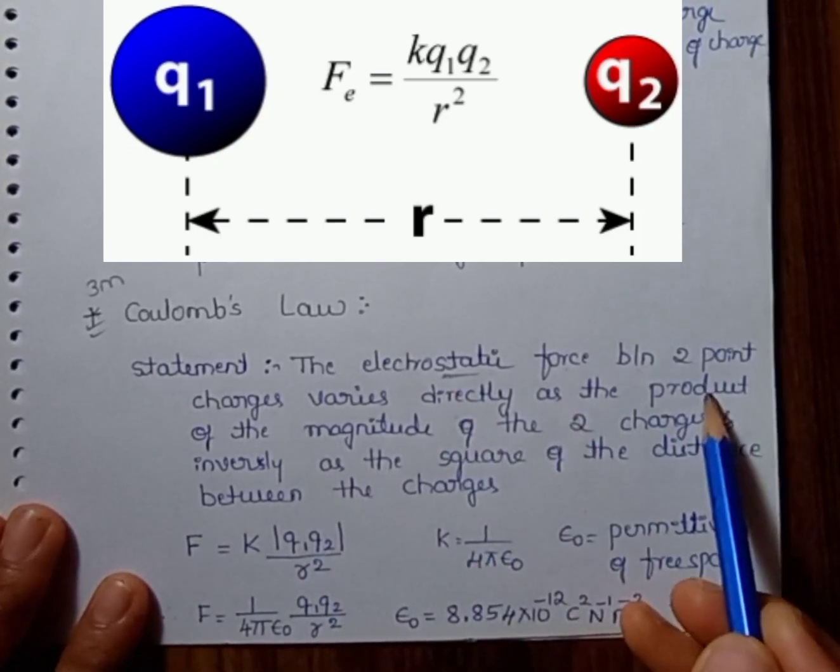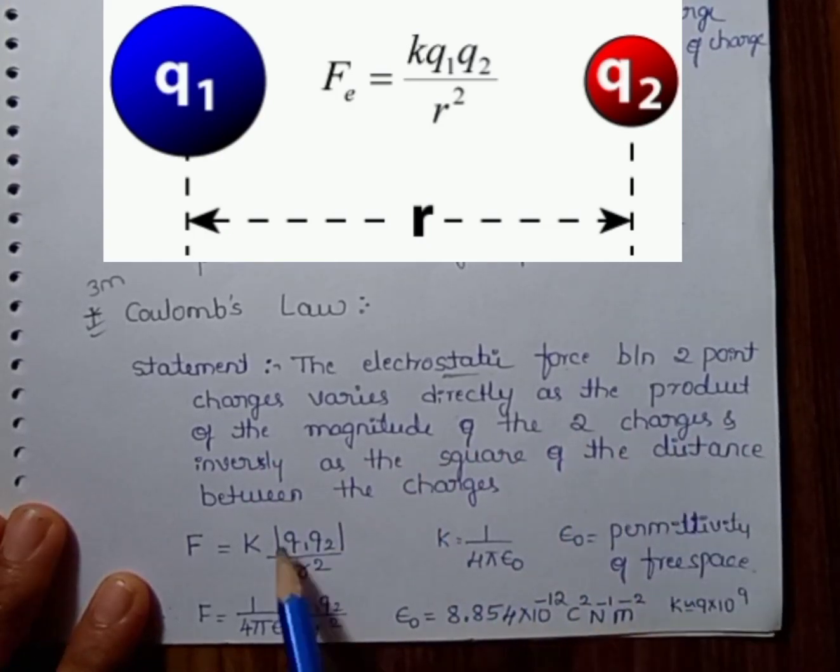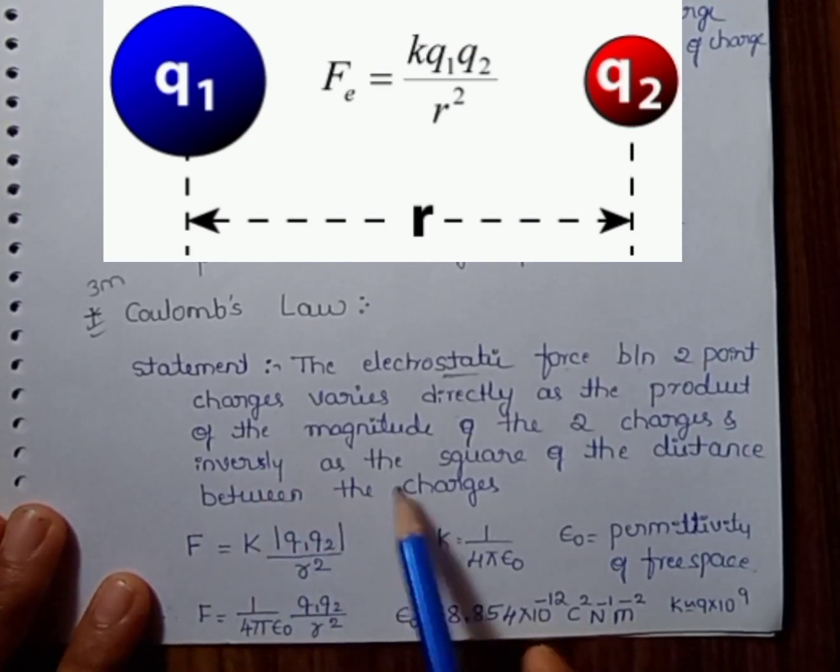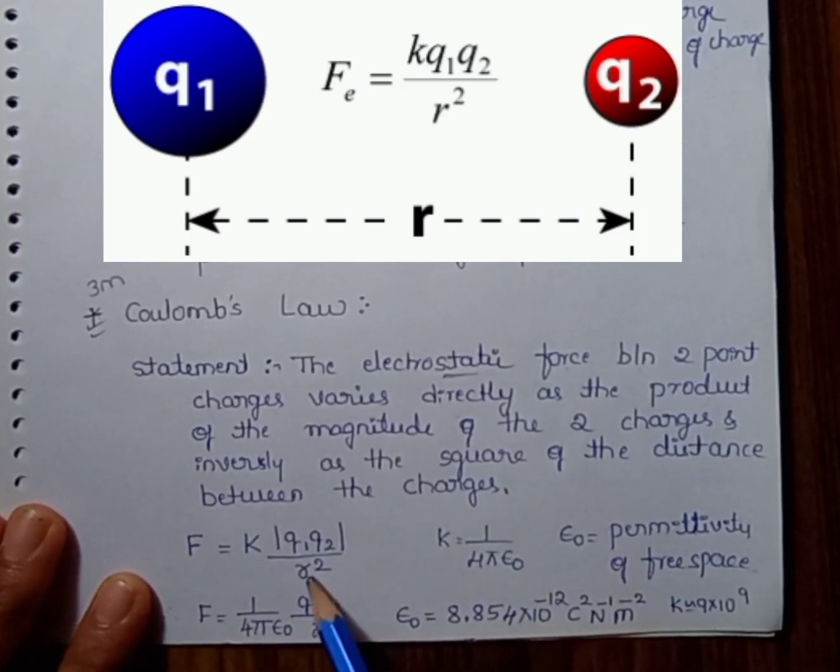directly proportional to the product of the magnitude of the 2 charges, and inversely proportional to the square of the distance between the charges.